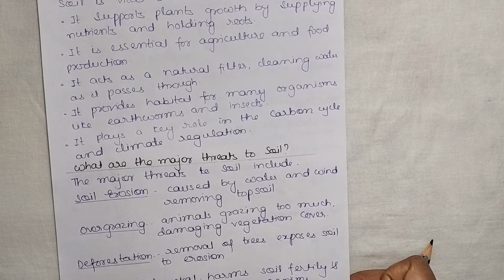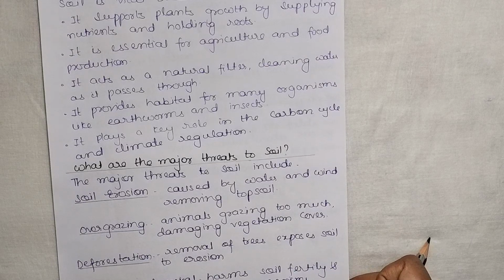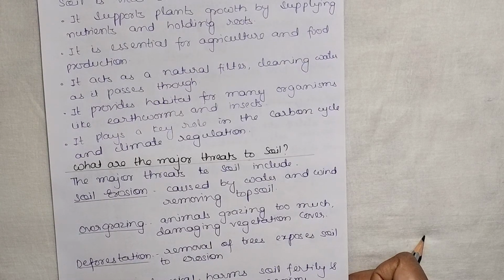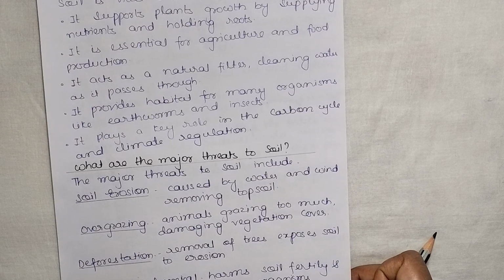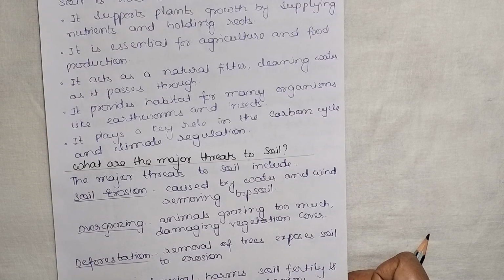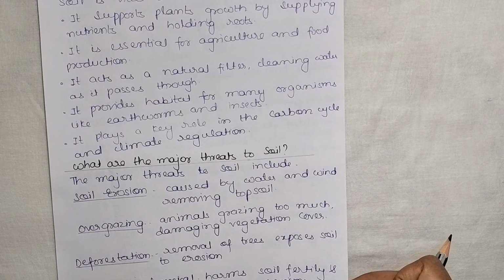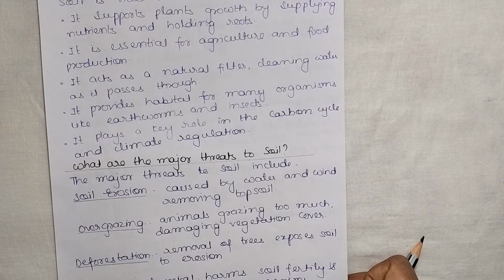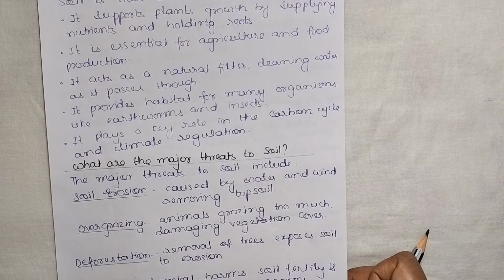And it plays a key role in the carbon cycle and climate regulation. That is, the carbon cycle is a natural process where carbon atoms are exchanged between the atmosphere, living organisms, the earth's surface and the ocean, right? So that's why soil is considered a vital natural resource. I hope you understood the importance of soils also.